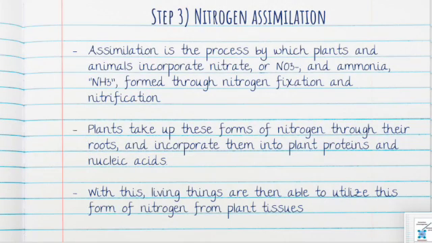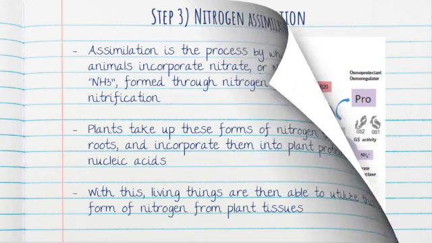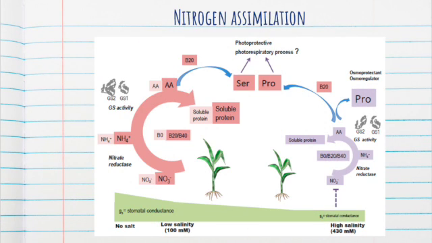Step 3 is nitrogen assimilation. Assimilation is a process by which plants and animals incorporate nitrate, or NO3 negative, and ammonia, NH3, formed through nitrogen fixation and nitrification. Plants take up these forms of nitrogen through their roots and incorporate them into plant proteins and nucleic acids. And here is an example of nitrogen assimilation.